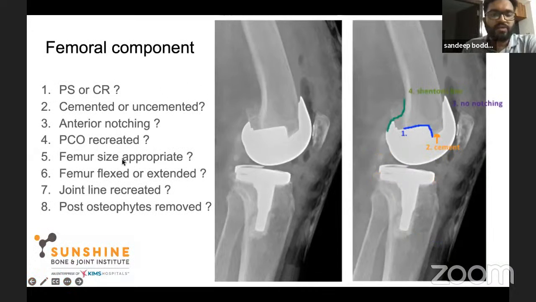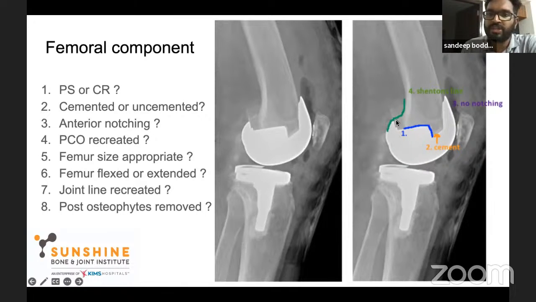And whether the femur size is appropriate or not. As Ratnakar has rightly pointed out, femur size is appropriately guessed on a lateral X-ray rather than an AP X-ray. So here, your femur component should not notch the anterior cortex and your PCO should be recreated.